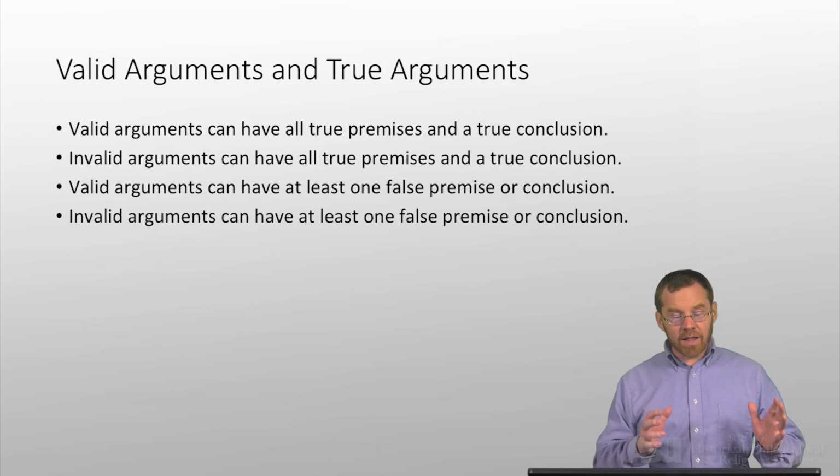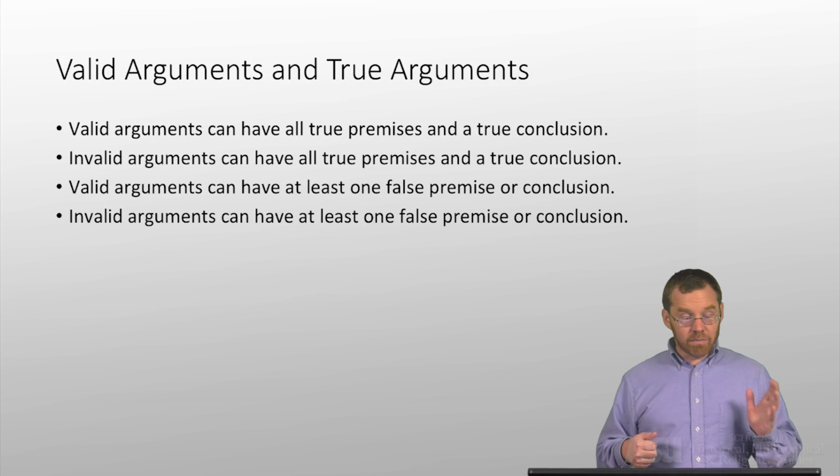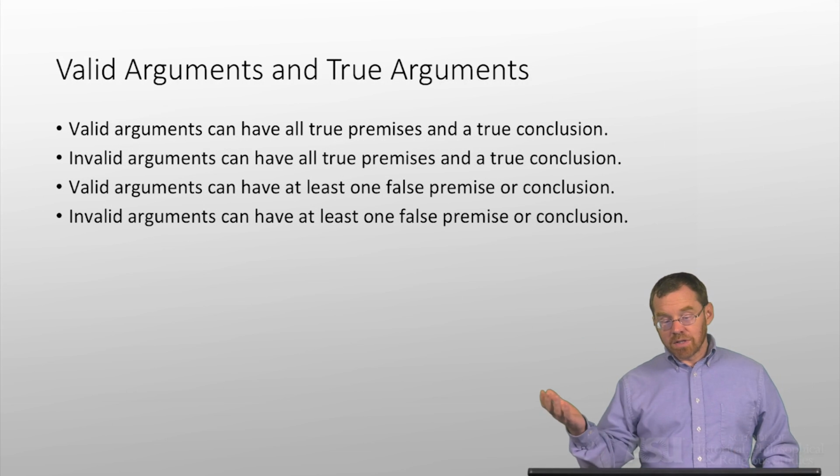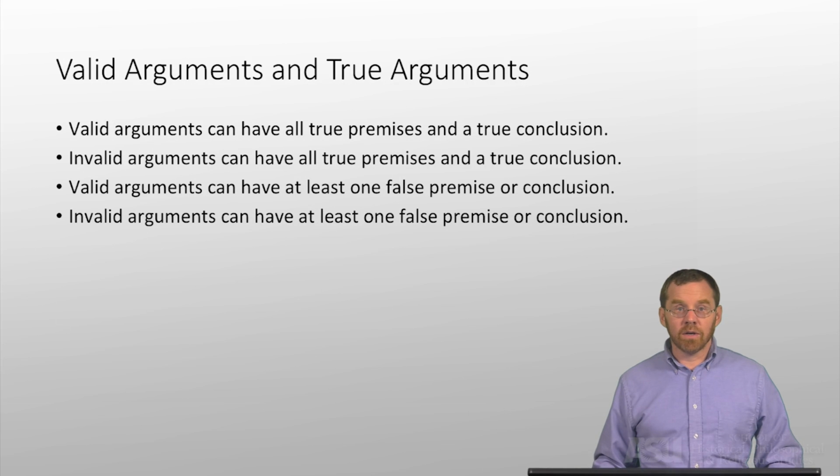So if you see a valid argument, you can't conclude anything about whether it's true or false. Same thing with invalid arguments. Also, if you see an argument that's true, you can't conclude anything about whether it's valid. And if you see an argument that's false, you can't conclude anything about whether or not it's invalid.